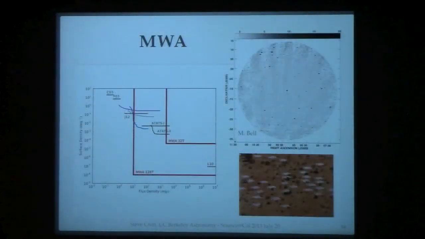The MWA is already online. Here it is again, dipoles in the outback. This is a view from a plane. I won't get into this plot here on the left, but we're basically pushing down in sensitivity and surveying larger areas, which enables us to really explore regions of space and time and sensitivity that we haven't been able to look at before.